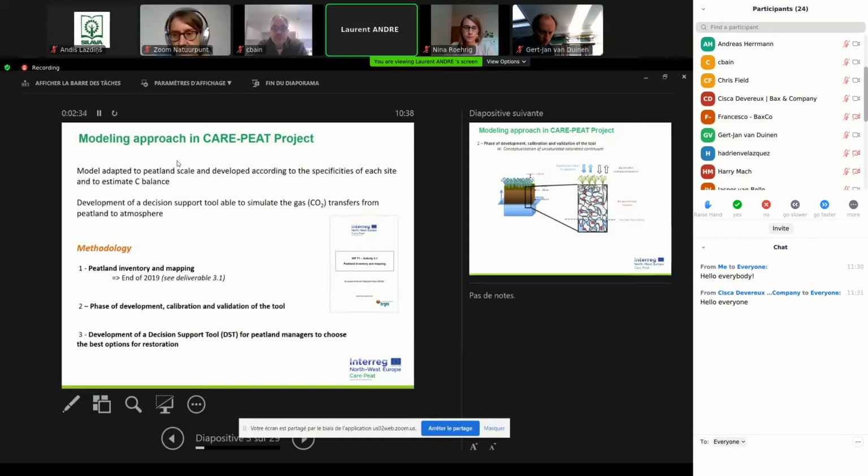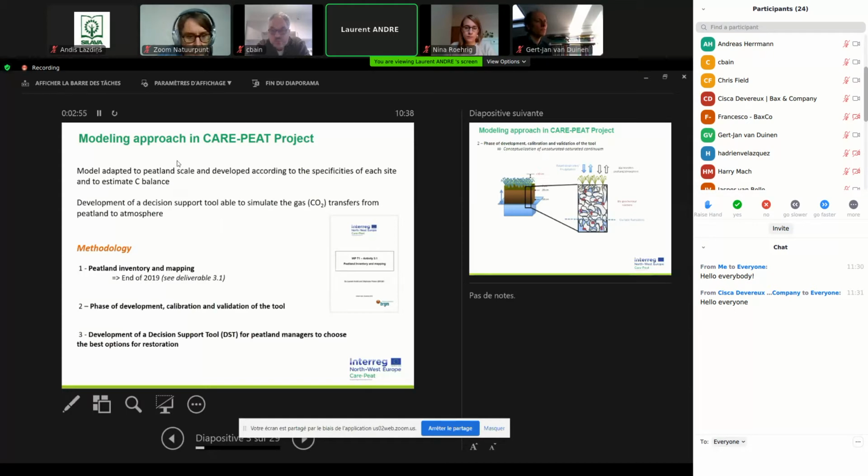So up to now, what we did in the CarePeat project is a first peatland inventory. For the 5 sites of the project, we collected all the available data that we can then use in the model.